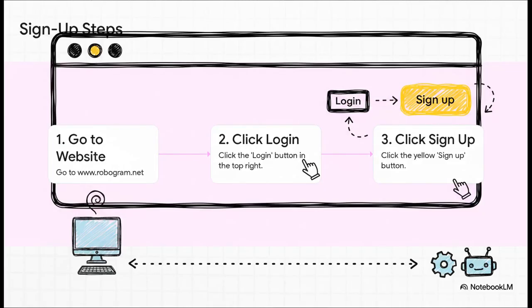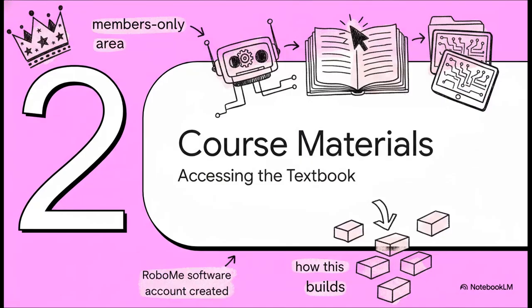So, go ahead and open up your browser and head to www.robogram.net. Look to the top right corner, and you'll see a login button. Go ahead and give that a click. And right there, you can't miss it, there's a big yellow sign up button. That's your ticket in. Awesome work! Your account is created, which means you now have access to the members-only area. So let's build on that in part 2 and go find your course materials.